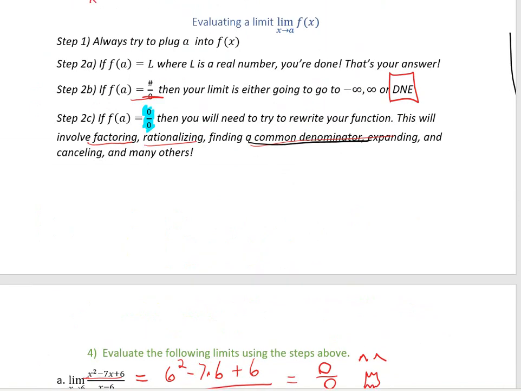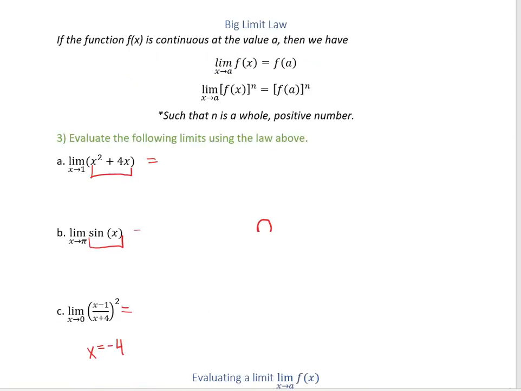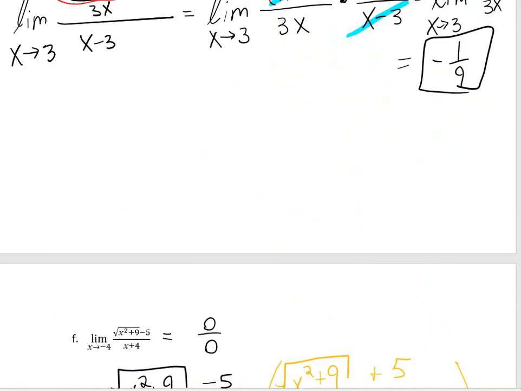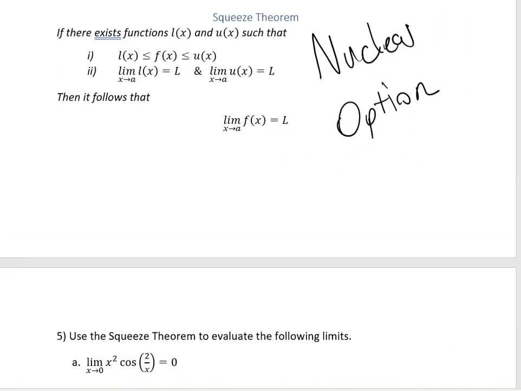So you should try to factor it, you should try to rationalize it. So try factoring it if it's a polynomial, try rationalizing it if you see a square root, find a common denominator if you see a fraction. If it's already factored, try expanding it and canceling, okay? If you tried those things, or if you look at it and you don't see any of those as an option, then the next thing you're going to try is something called the squeeze theorem.